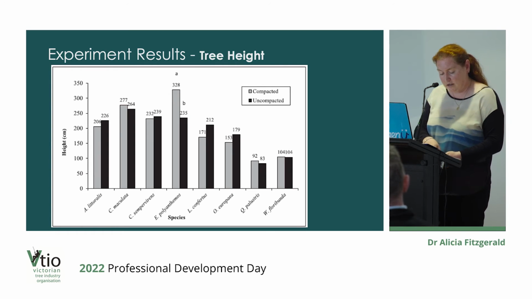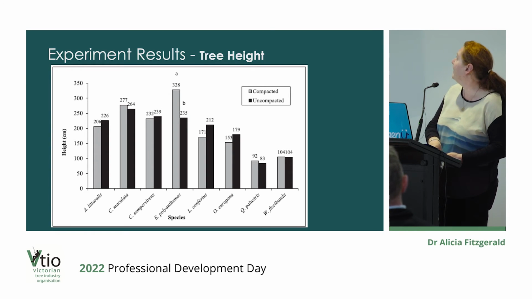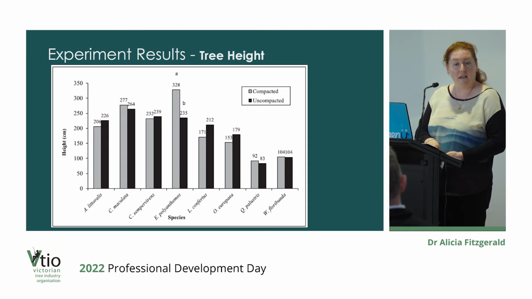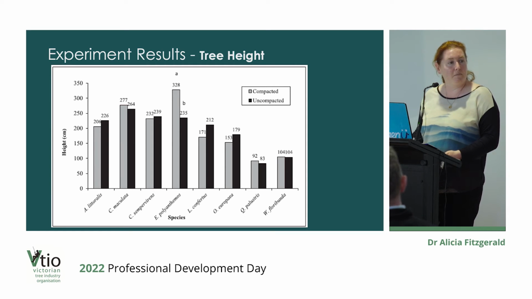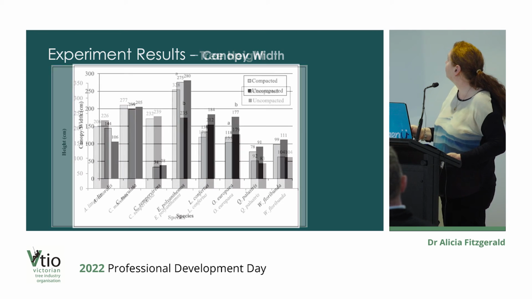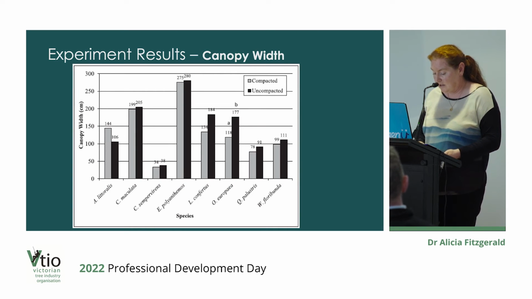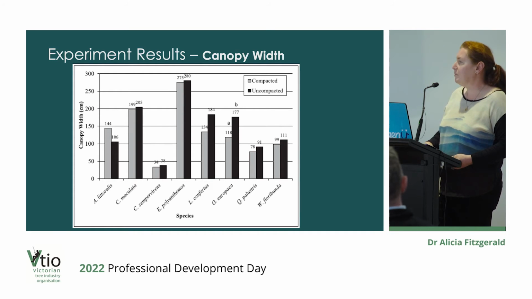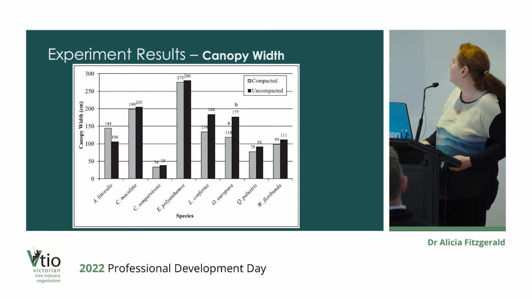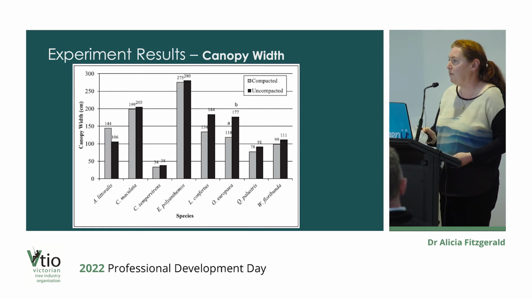So for the tree height, the eucalyptus, shown by the A and the B, was significantly taller in compacted soil. The other species weren't significantly different in height between treatments. So for canopy width, the olive, shown by the A and the B, was significantly wider in uncompacted soil, and the mean full canopy width was greater for uncompacted versus compacted soil in all species apart from the Allocasuarina. That was another interesting finding, that they were wider in the compacted soil.